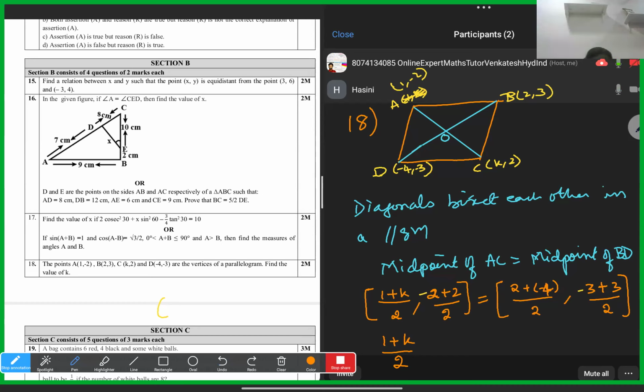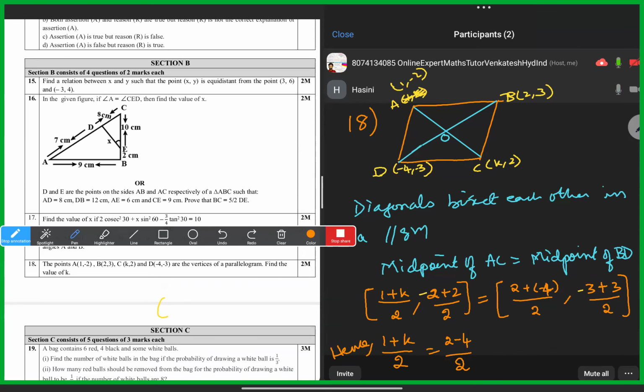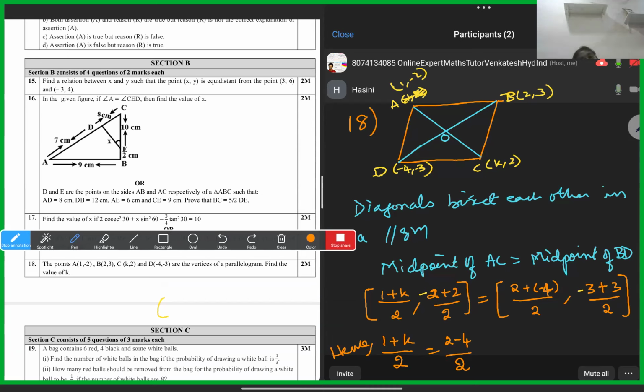Here k is there in the x coordinate, so we need to equate the x coordinate. So right side, 2 minus 4. Now I'll just substitute and find out the value. 1 plus k by 2 is equal to 2 minus 4 by 2. 2 minus 4 is how much, Hasni? Minus 2. Minus 2 by 2 is minus 1. Yes, sir. Okay, so now cross multiplication to find out the value of k.